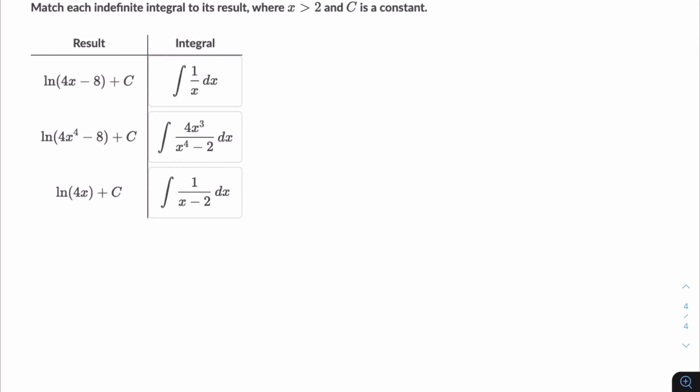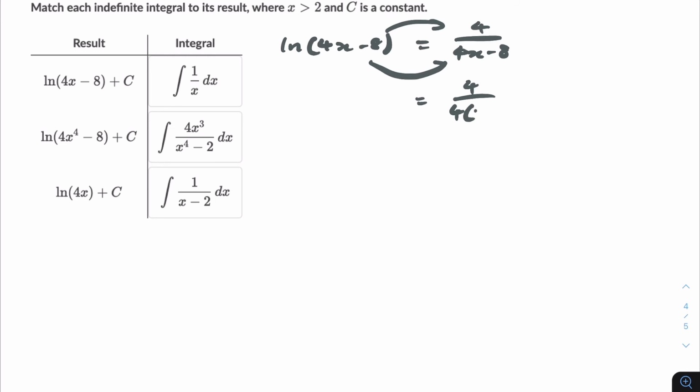So let's take ln 4x minus 8. That becomes 4 over 4x minus 8, right? Because you have to put the differentiated part on top and the undifferentiated part at the bottom. That becomes 4 over 4 times x minus 2. These cancel out to give us 1 over x minus 2. So, obviously, this is a pairing.